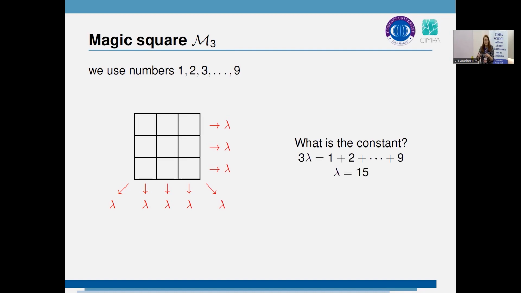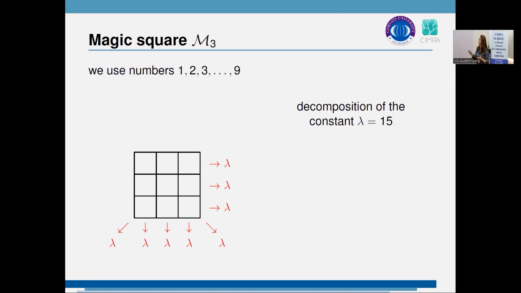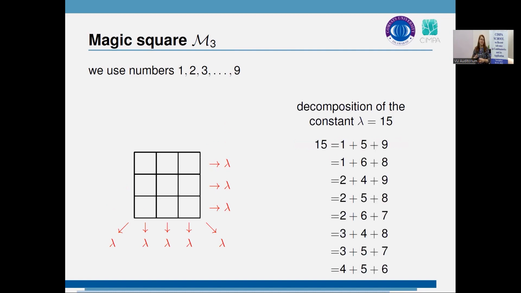And now we would like to distribute numbers such that we will obtain the number 15. One way to do it is to try to write the number 15 as a sum of 3 numbers. So how many possibilities do we have? These are all the possibilities. Nothing else is possible.